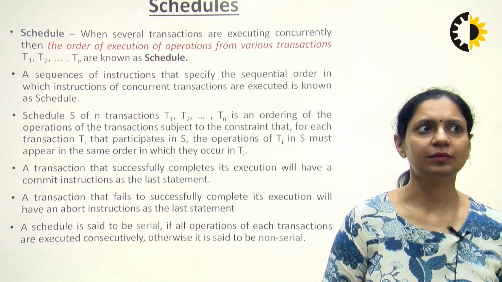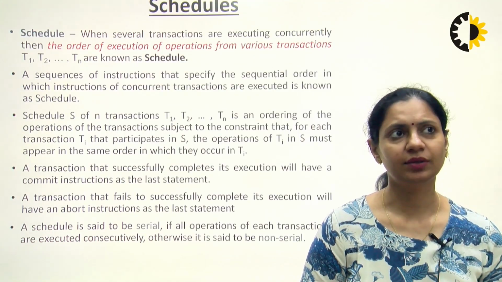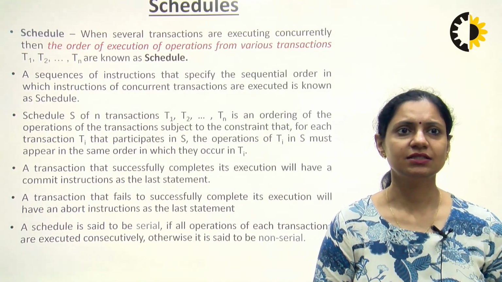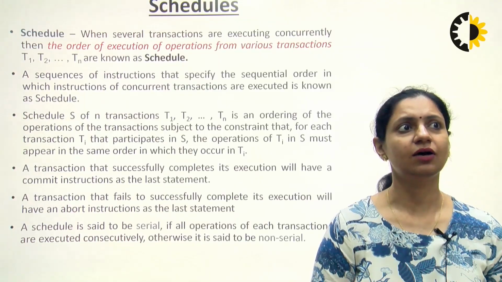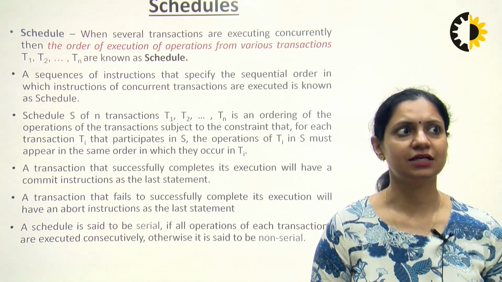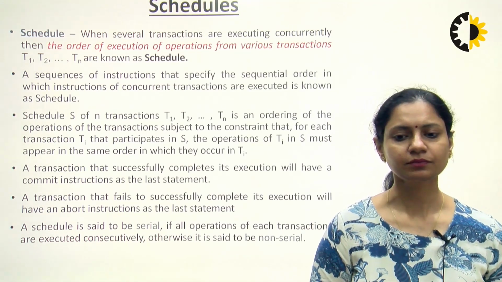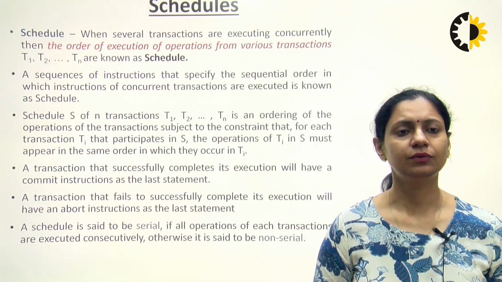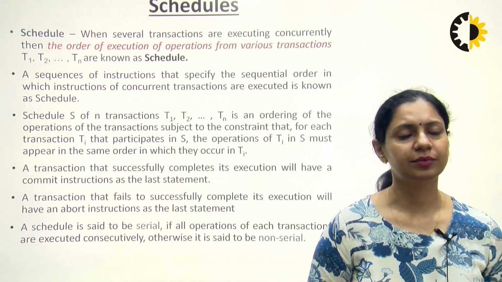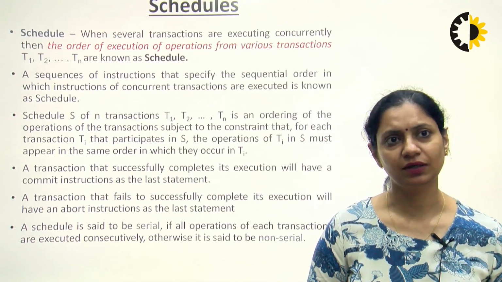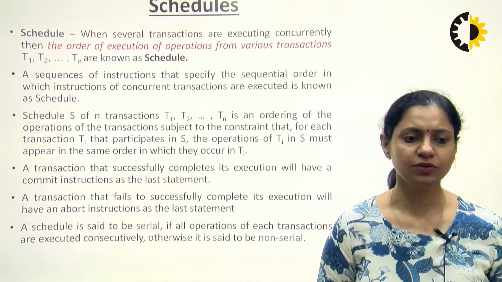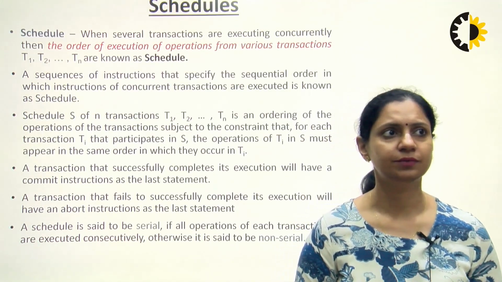Whenever we are talking about a schedule, we are basically talking about several transactions which are executing concurrently. When several transactions are executing concurrently, the order of execution of the operations from various transactions is known as a schedule. Suppose we have 2 or 3 transactions running together. Every transaction would be performing read operations, some updates to a particular variable, and write operations. All those operations in a transaction form a schedule.